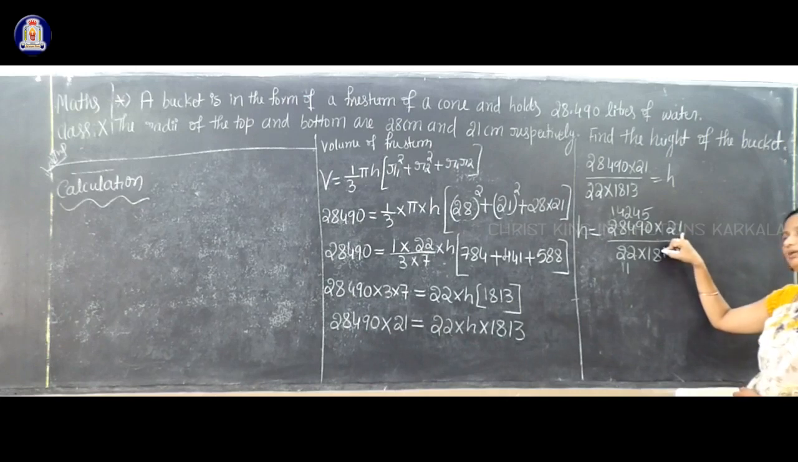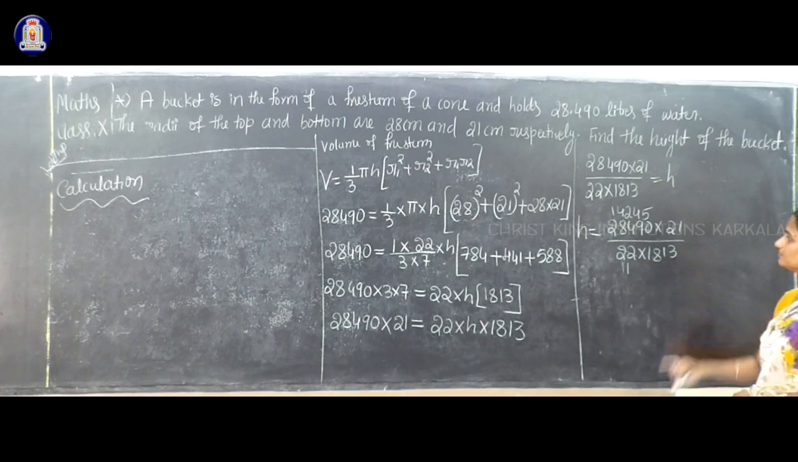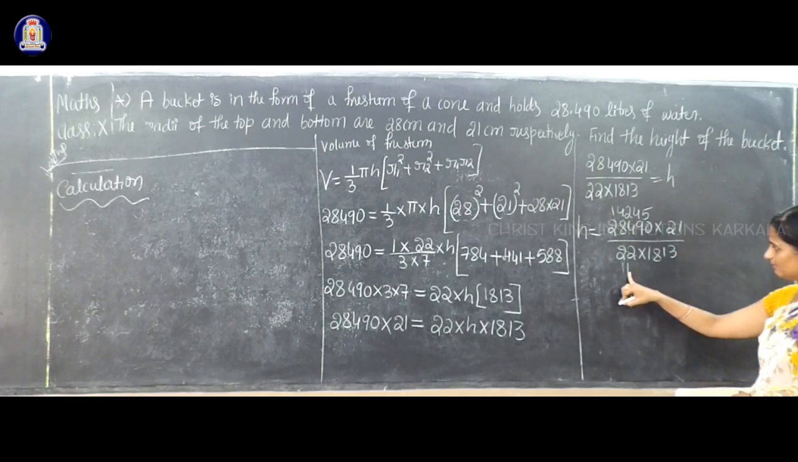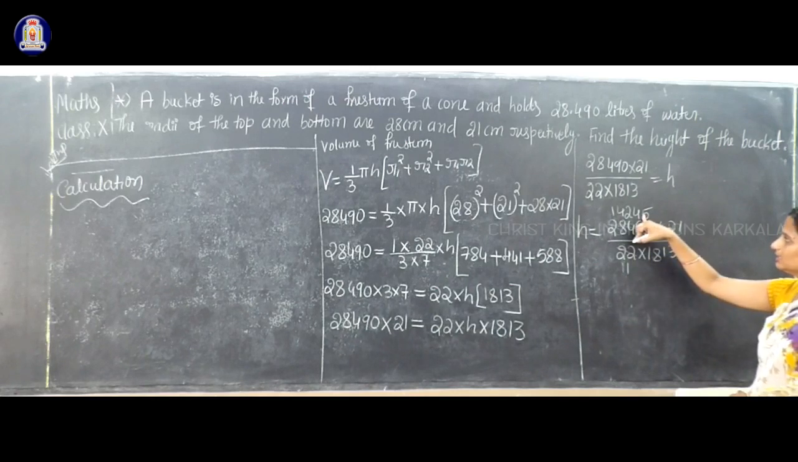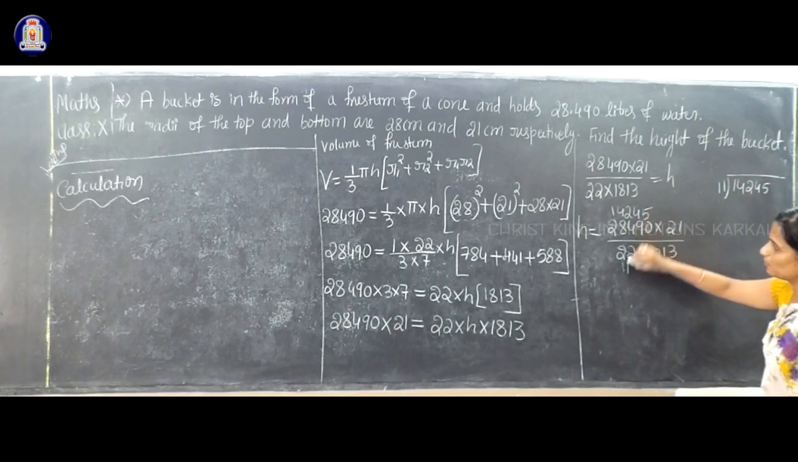So 21, this is by 3. Is it possible to divide by the 3? Yes, here. 8 plus 1, 9. 9 plus 1, 10. 10 plus 3, 13. Not possible, right? Next, here is 11, and here it is possible by 11. 14245 divided by 11. So I will see whether it is possible or not.